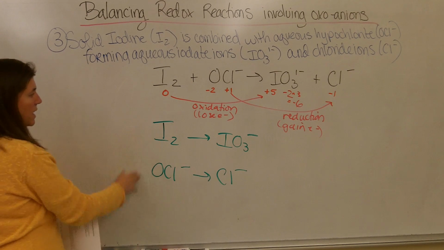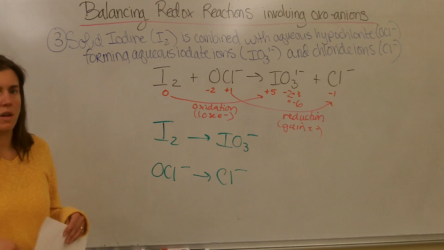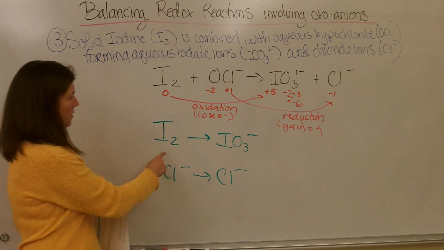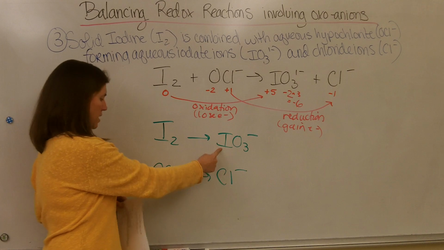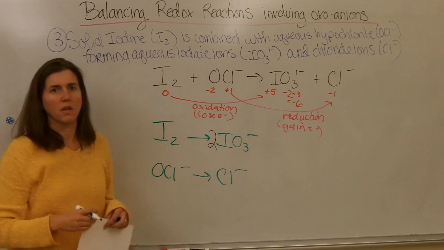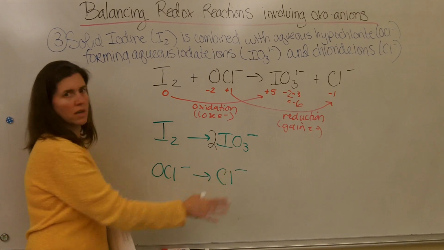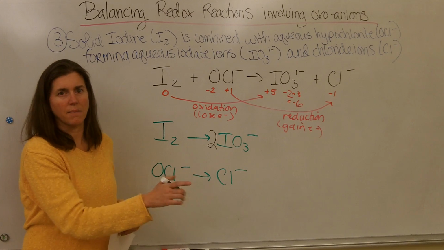Step 1, split them into half reactions. Step 2, balance the elements other than O and H. In this case, I've got 2 iodines here, but only 1 iodine over here. So first, I want to balance the iodine, so I've got to put a 2 there. Down here, my chlorines are good. No coefficients needed for that step.